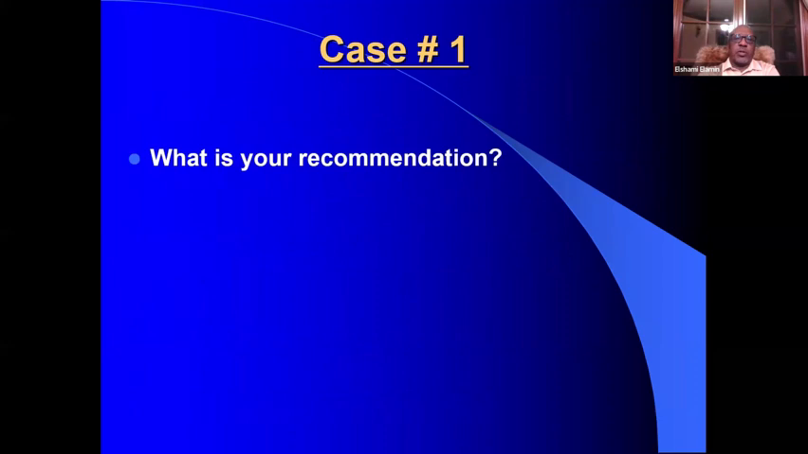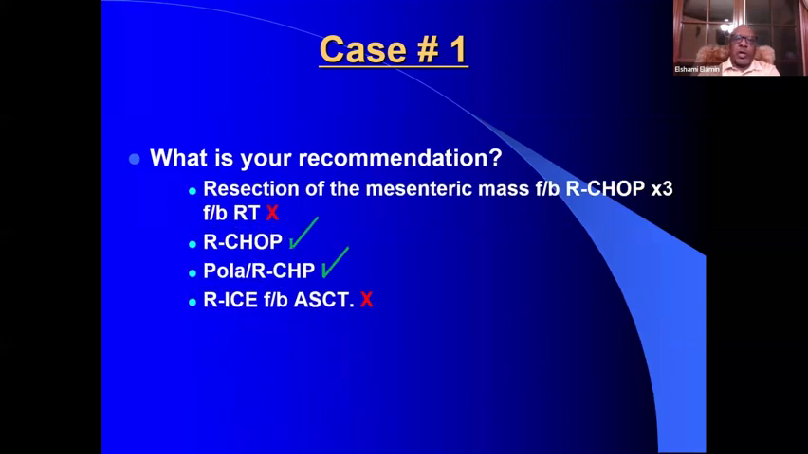So now we're back to our case. What is your recommendation? What do you recommend for the patient? We need to answer that question. So here is the answer. Resection of mesenteric mass followed by R-CHOP times 3, followed by radiation is the wrong answer because we do not do surgery for diffuse large B-cell lymphoma. We don't like to use never in medicine, but no surgery for diffuse large B-cell lymphoma. Later we can talk about surgery for low-grade lymphoma. For diffuse large B-cell lymphoma, this is systemic disease, so surgery is out of the question. So that's a wrong choice.